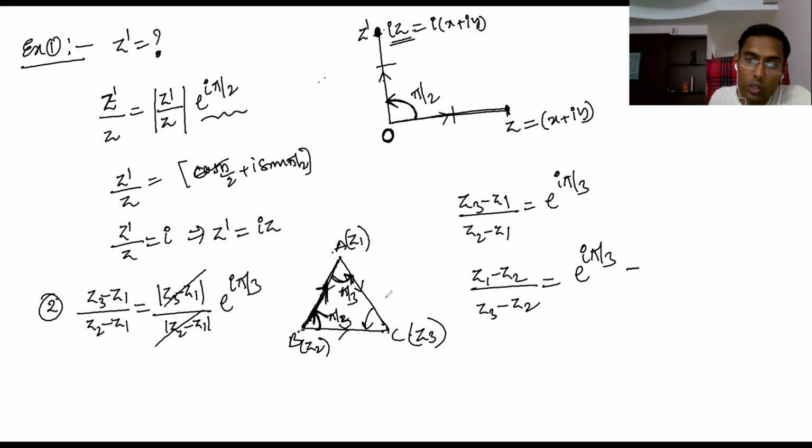Not only that, another thing you can write. The final vector is CB, that is Z2 minus Z3, and the initial vector is Z1 minus Z3. So these three are equal: this equals this equals this one.